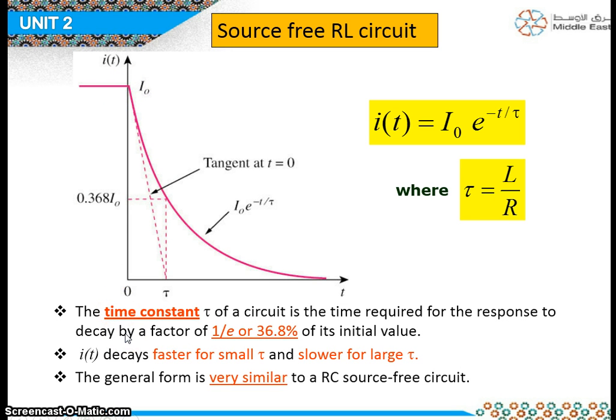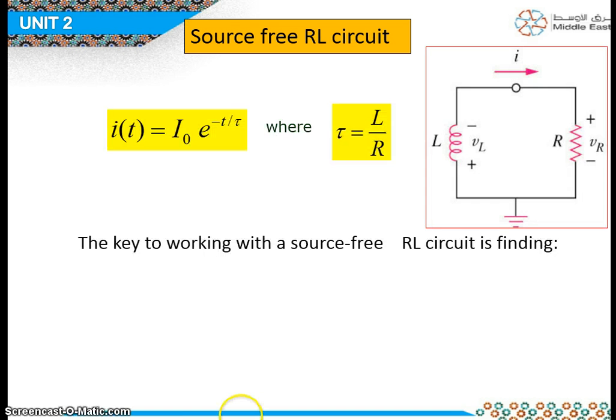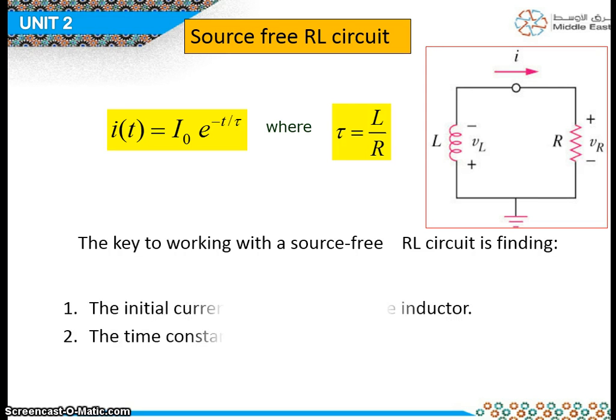So the general form for current in an RL circuit is much similar to that of voltage in an RC circuit. When we do the analysis of a source-free RL circuit, there are two key parameters: I0, the initial current through the inductor, and the second parameter is tau, which is equal to L over R. With these two parameters, we can find out the behavior of an RL circuit at any instant of time.